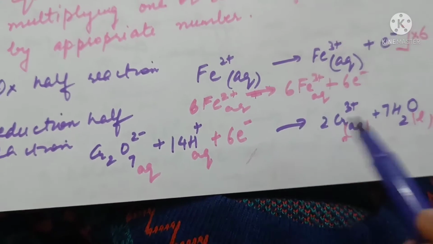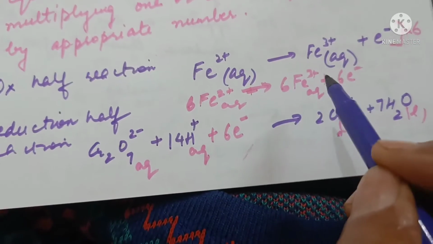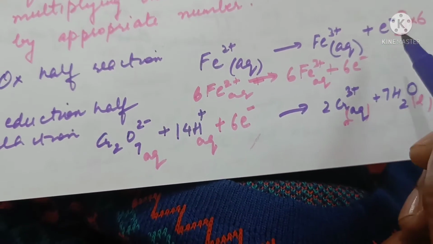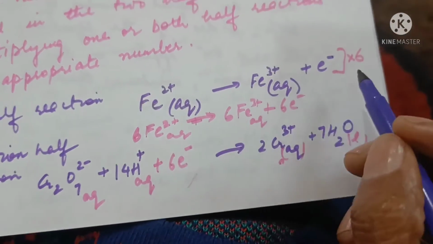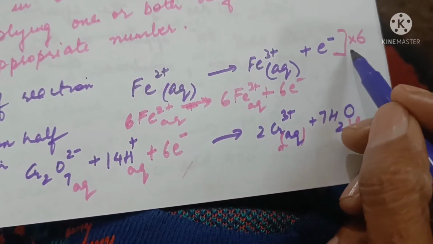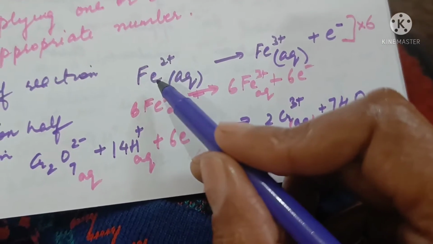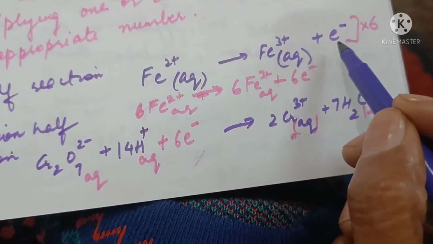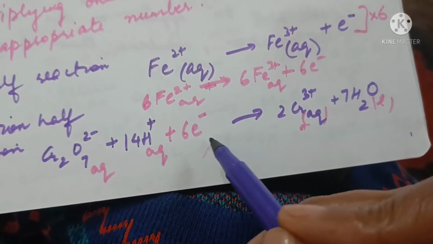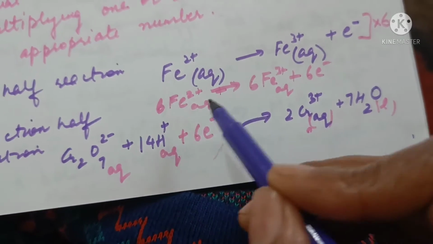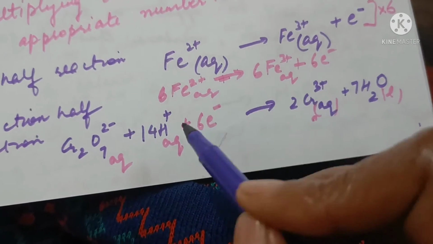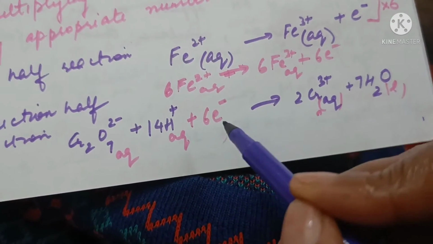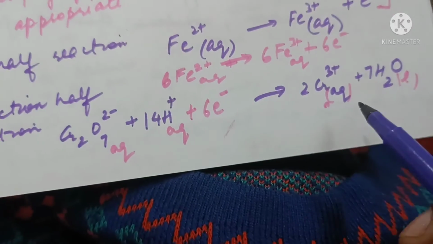Now we have balanced the charges in the two half reactions, but we have to make the number of electrons equal. To make this also 6, we multiply the whole equation by 6. So we get 6 Fe2+ gives 6 Fe3+ plus 6 electrons, and here we have 6 electrons. After multiplying this equation by 6 and making the number of electrons equal, the next step is to add the two equations.